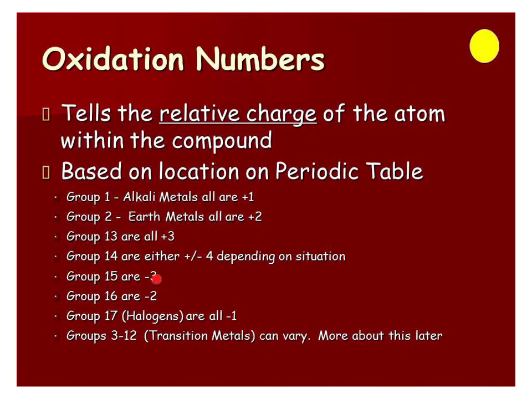Group 15, nitrogen and phosphorus, -3. Group 16, oxygen, sulfur, selenium, -2. Group 17, which are all the halogens, are -1. And groups 3 through 12, which we call the transition metals, are going to vary. And we'll talk a little bit about this later on too.